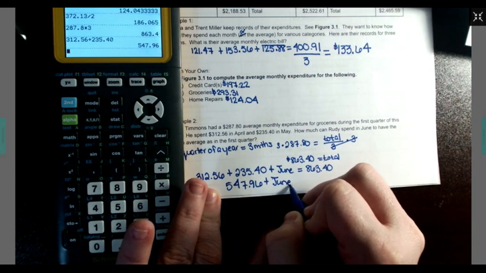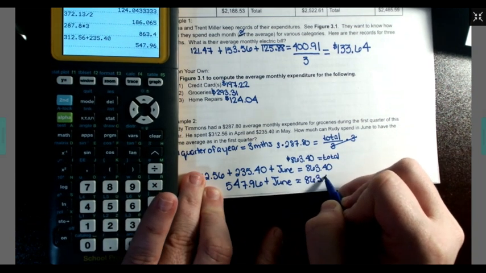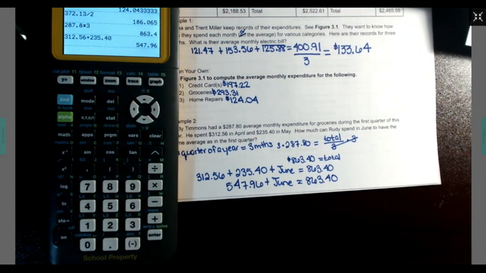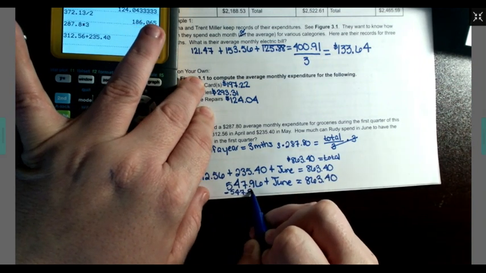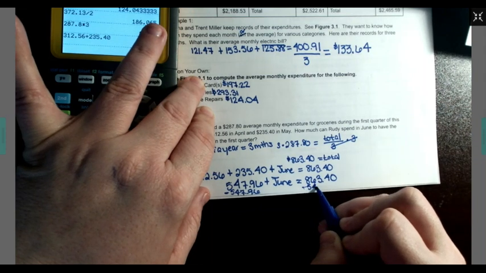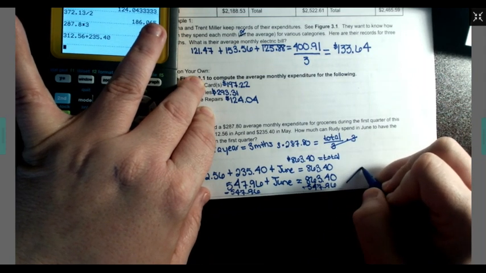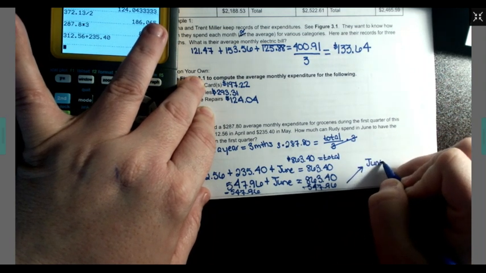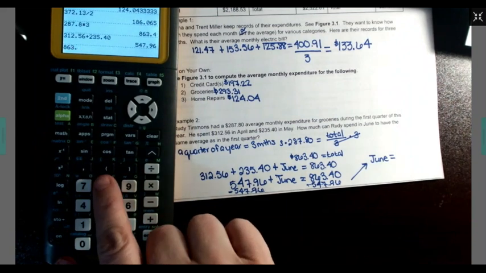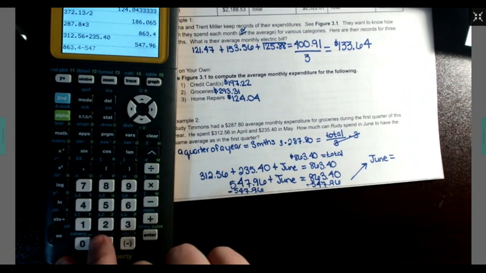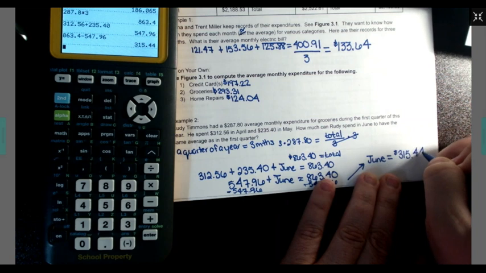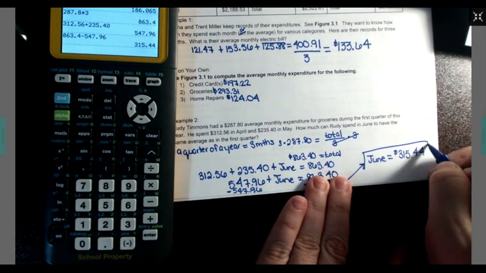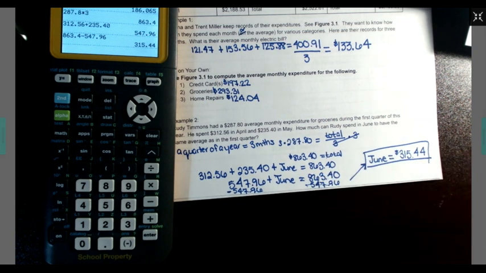Plus whatever we spend in June can equal 863.40. So what we would do now is subtract this 547.96 from both sides of the equation. So June, we can spend 863.40 minus this 547.96, we can spend $315.44. This would be my final answer to the question. How much can he spend in order to have the same average?